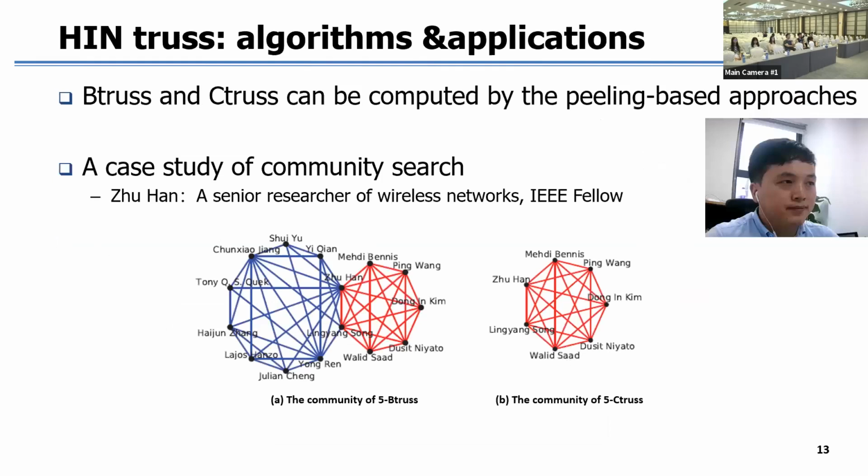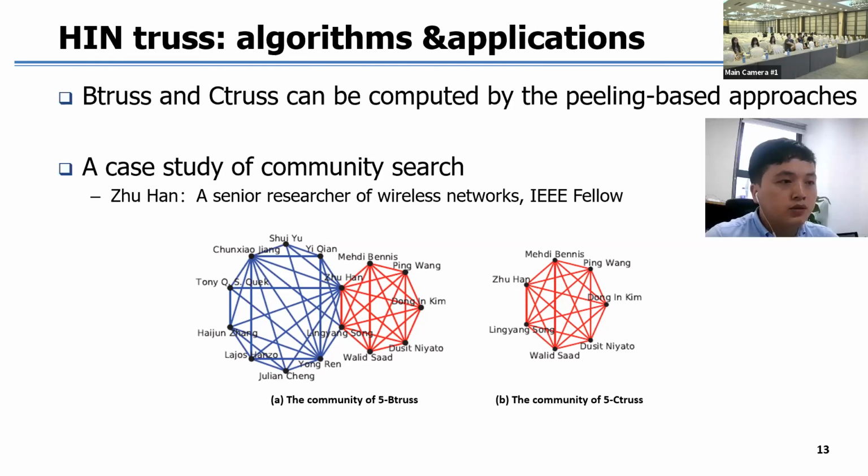The authors have also conducted a case study on the DBLP network using the application of community search. Specifically, let the query vertex be Zhu Han, who is a senior researcher, and k equals 5. By using the B-truss and C-truss models, we can find 2 different communities. The first one consists of 2 groups of users that share 2 users, while the latter one is a clique. So you can see that the community of the C-truss is more cohesive.